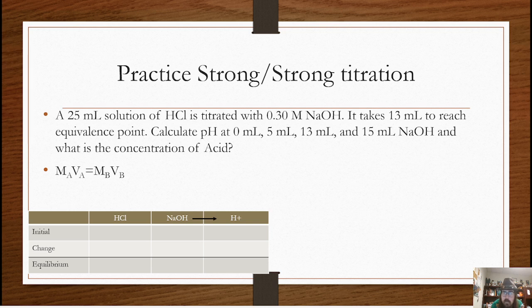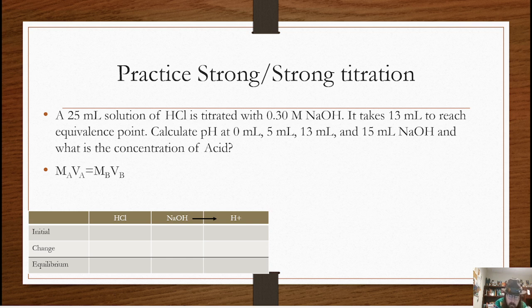So let's try this with Excel, but real quick. We have a 25 mL solution of HCl that is titrated with 0.3 molar NaOH. It takes 13 mL to reach the equivalence point. So first, what is the concentration of the acid? Then what is the pH at these various points? So let's type this in.